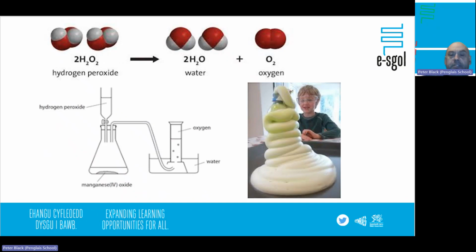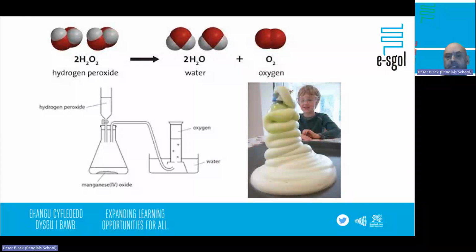So, for example, we've got a reaction here. This is a reaction of hydrogen peroxide. And hydrogen peroxide breaks down naturally to form water and oxygen. It's a very slow reaction at room temperature. So you'd maybe notice a few bubbles on the side of the glass. But if you add your catalyst, and here the catalyst for this reaction is a substance called manganese oxide, the reaction is incredibly fast then.